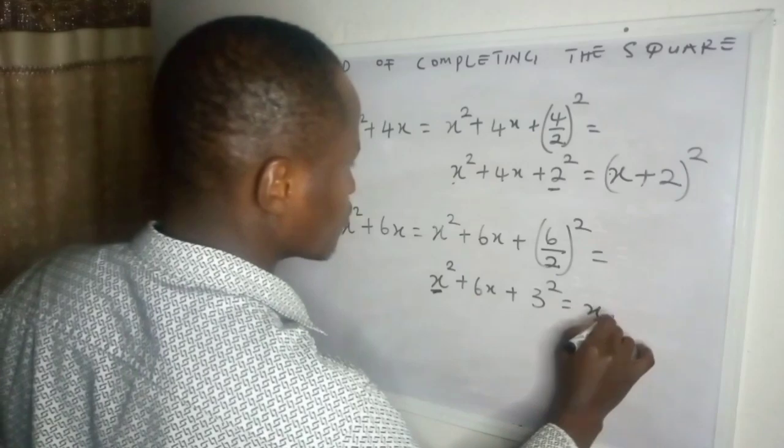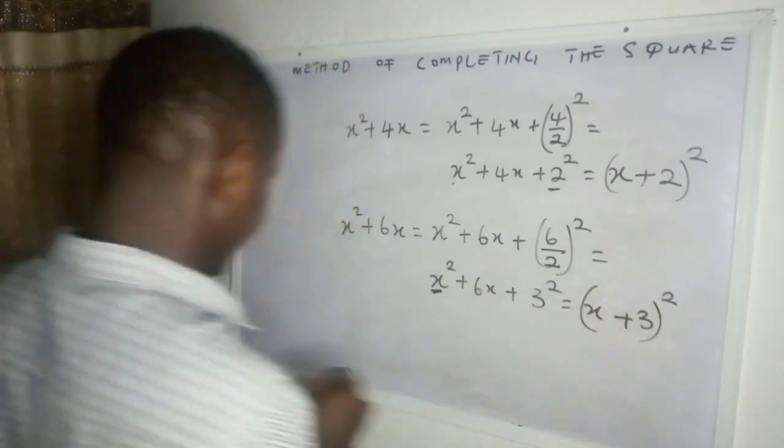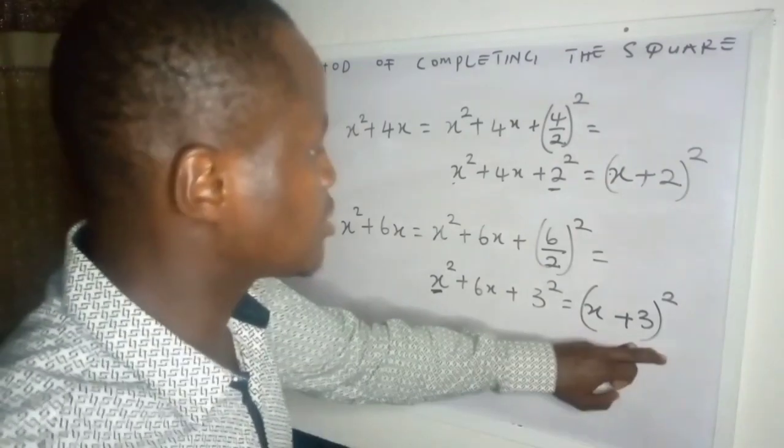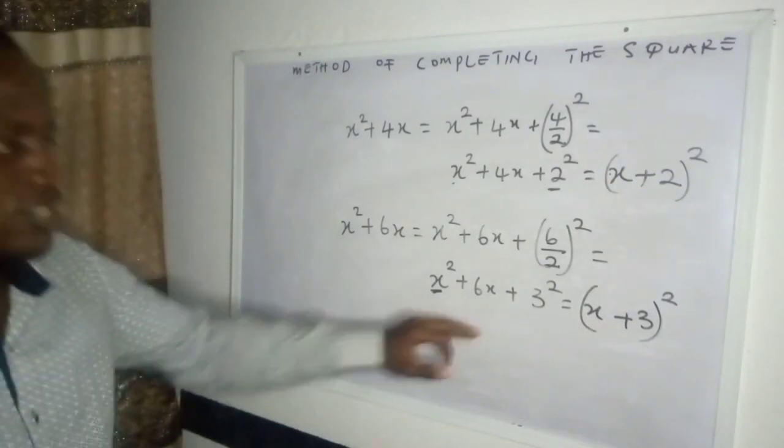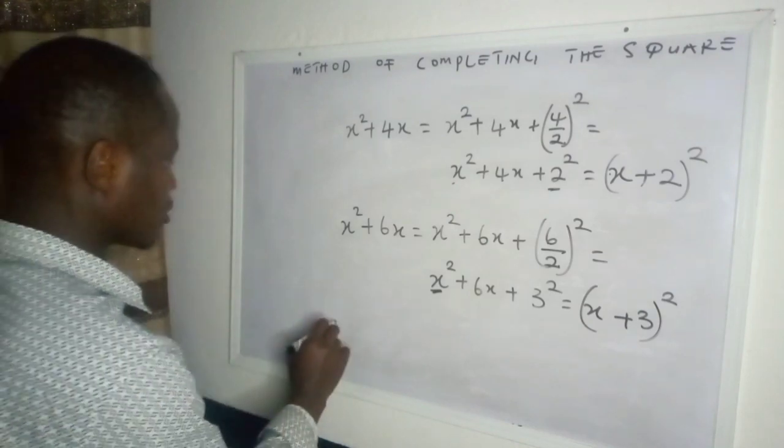x plus 3 all squared. If I expand this, I'm going to get this. Now let me give you this last one.